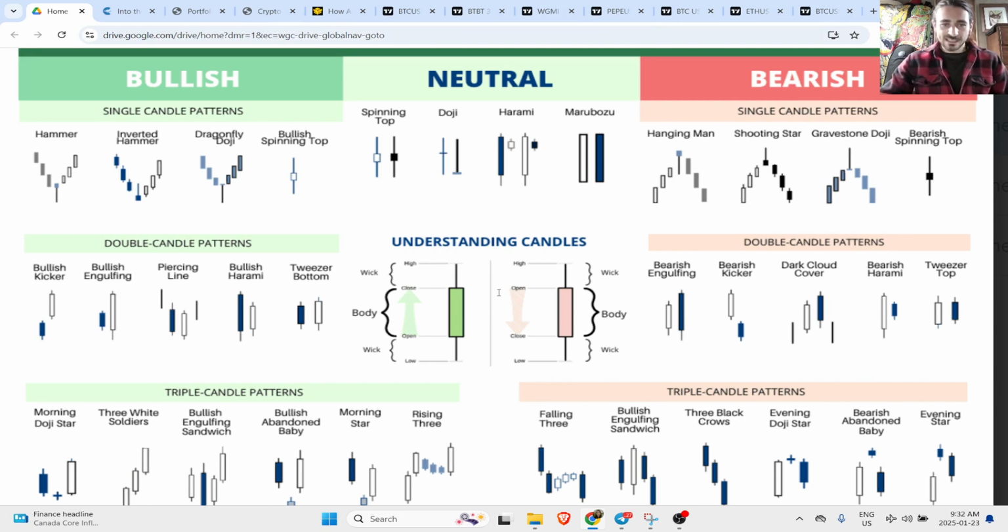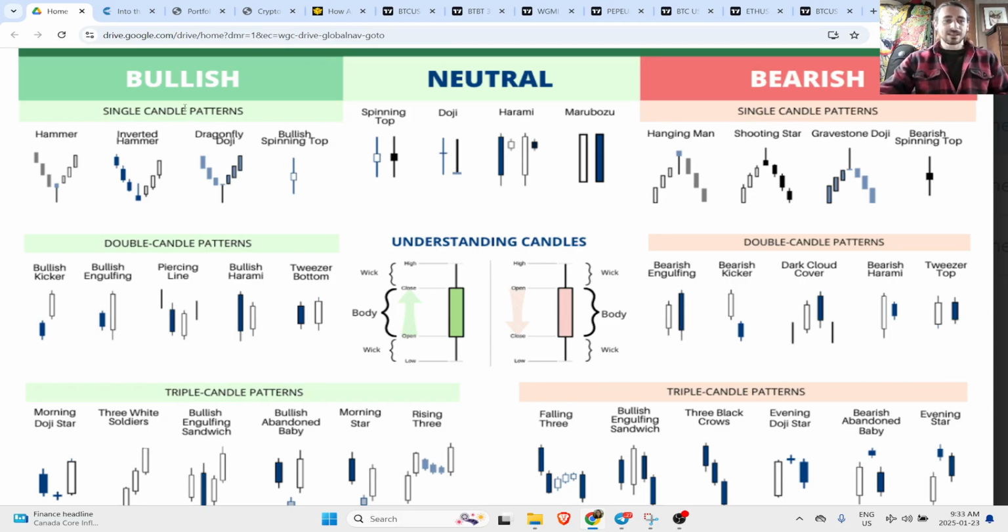Here you can see, understanding candles a little better. We've got the main body of the candle here, and then these lines are the wicks. The wicks are just the extremes that the price moves to, and then the body is going to be a little bit stronger. But definitely watch for these different single candle patterns on the bullish and bearish side, as well as the bullish engulfing and bearish engulfing.